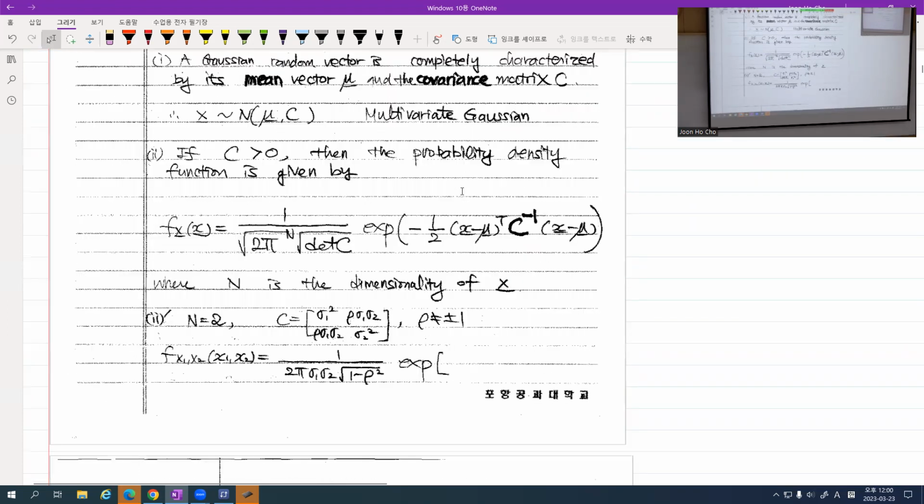Especially when we have length 2, we can simplify this formula as you've seen already in your quiz 1, right? We can always rewrite the covariance matrix in terms of the variance of each component, the standard deviation of each component, and the correlation coefficient, and then write it this way.